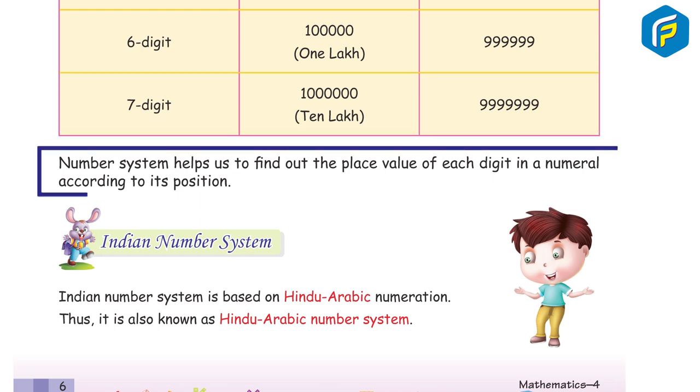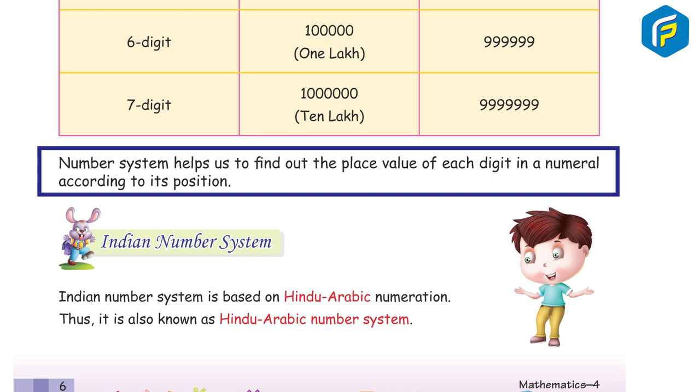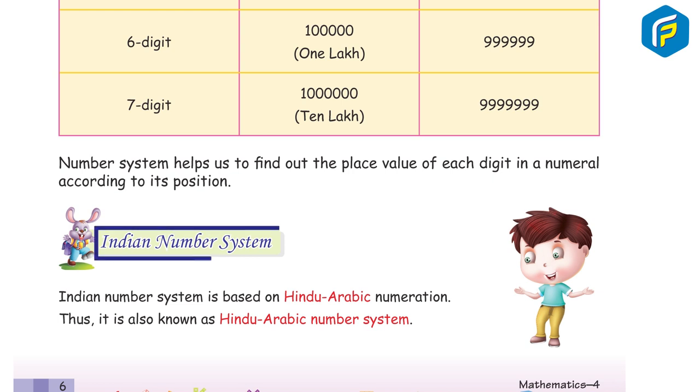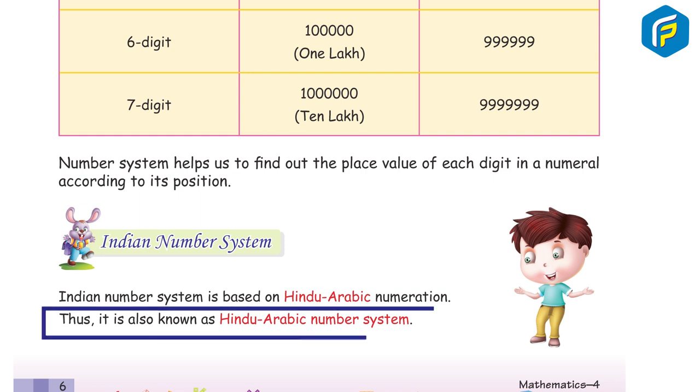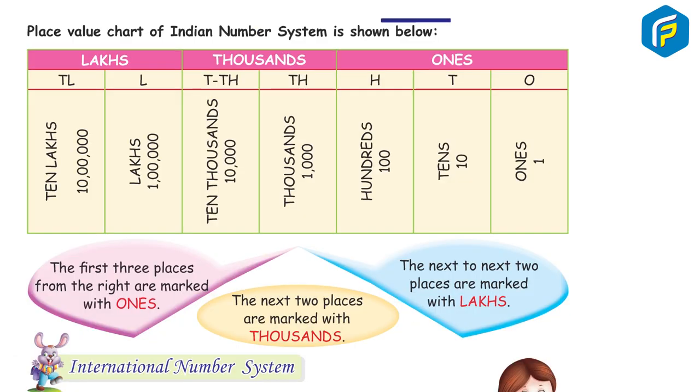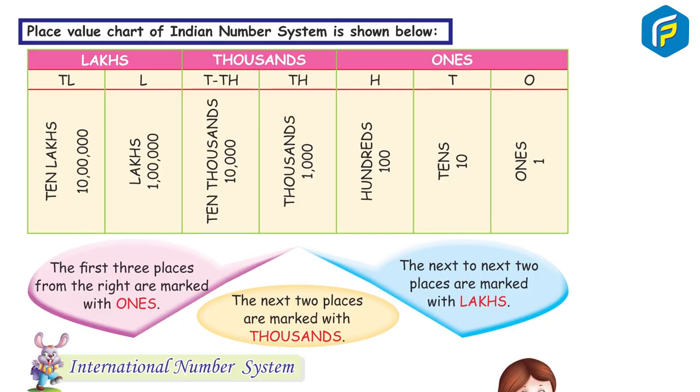Number system helps us to find out the place value of each digit in a numeral according to its position. Indian number system. Indian number system is based on Hindu-Arabic numeration. Thus, it is also known as Hindu-Arabic number system. Place value chart of Indian number system is shown below.